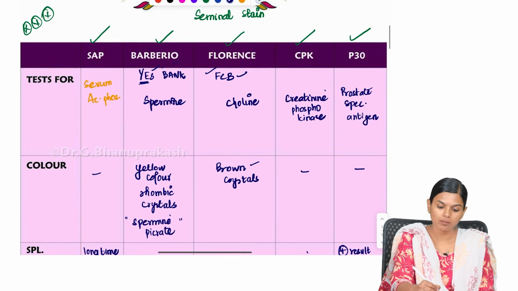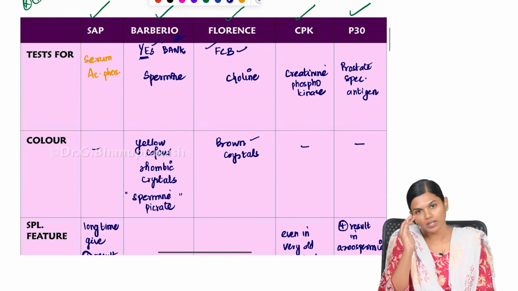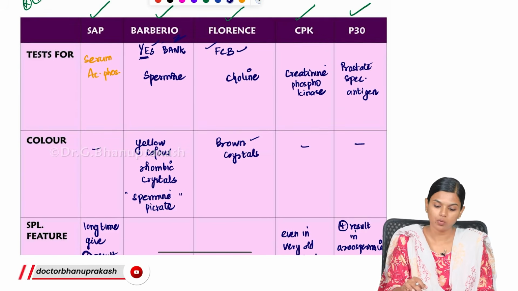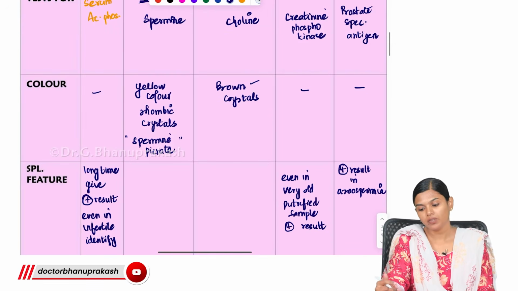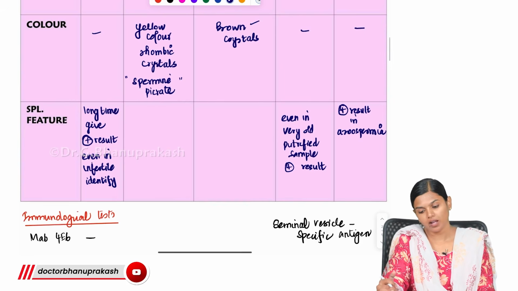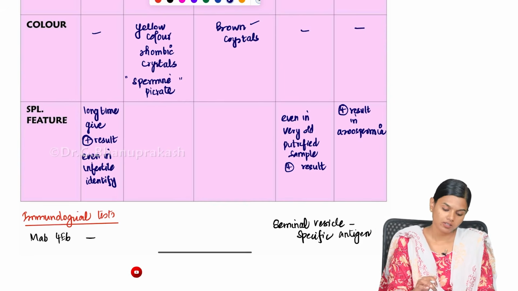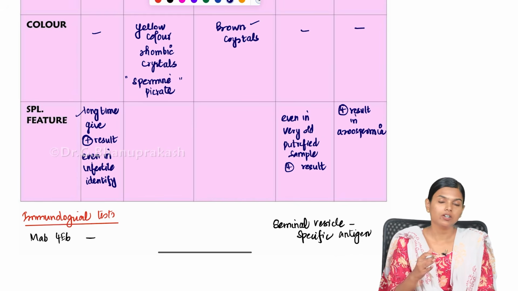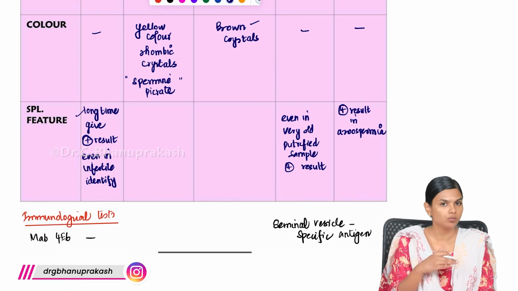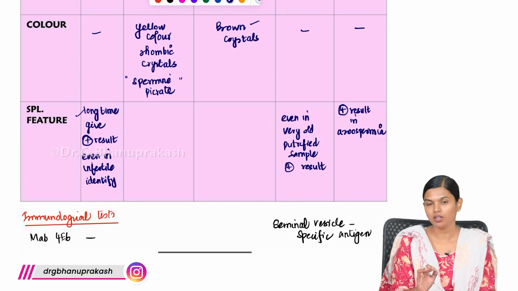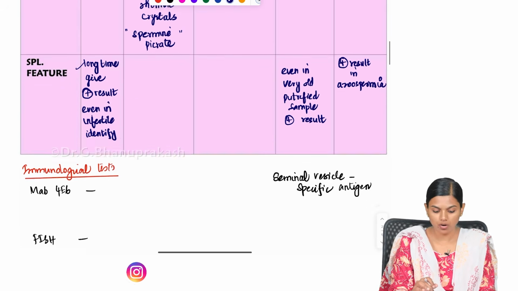Commonly used is this Barberio only, and it is a commonly asked question also, but the most specific features are these. P30 will give a result even in azoospermia, and in a putrefied sample you can get it in CPK. And SAP, if it is not putrefied but a lot of time has passed, even if there is no sperm, with the presence of seminal stain only, we can get a positive result. So this is the important test.